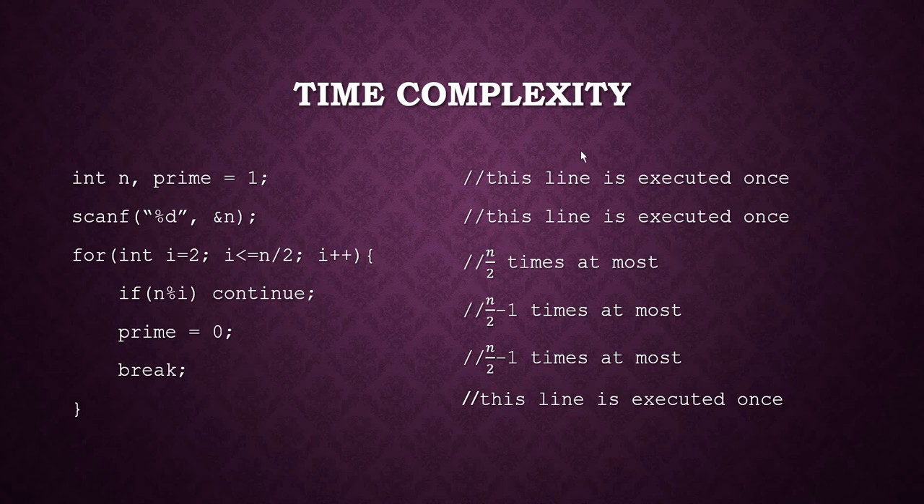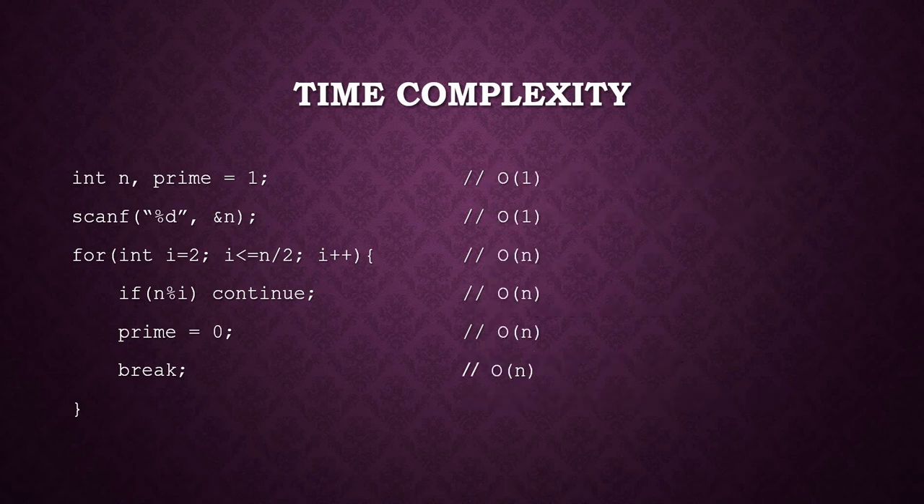Okay, so in this way we can say that the complexity of the entire code is what? O of n by 2, right? And as 2 is a constant, we can say that the complexity of this whole program is O of n, or big O of n. Is it clear? So we can say that this first line is big O of 1, this line is big O of 1, and rest of all the lines are big O of n.